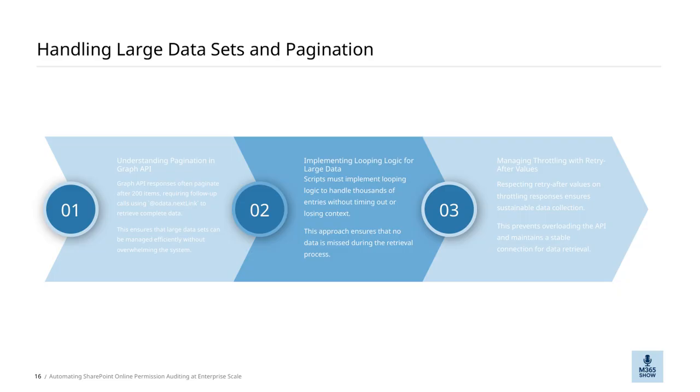When working with Graph API responses, it's common to encounter pagination after about 200 items. This means that instead of getting all the data at once, you'll receive a link, called @odata.nextLink, which you need to follow to fetch the next batch of data. This process helps us manage large data sets efficiently without overwhelming the system or causing performance issues.